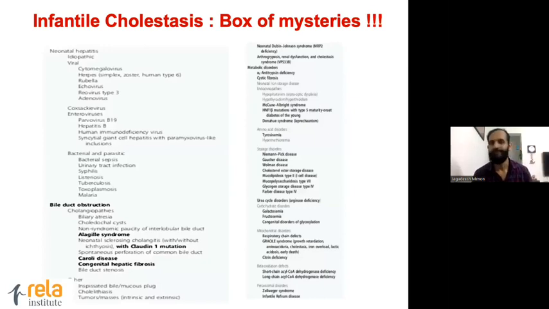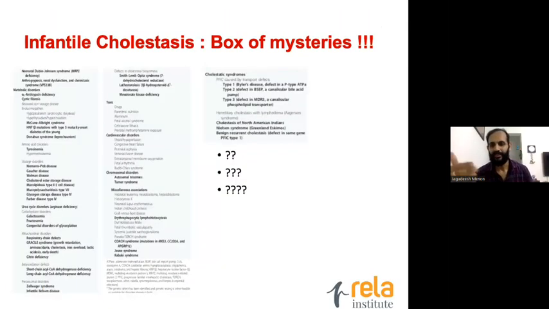We know that infantile cholestasis is like a textbook of mystery. It is in fact a box of mystery. We can see the entire list there and a lot of queries, because each and every time we get nothing, we do genetics, and a new gene comes up for genetic causes of cholestasis.